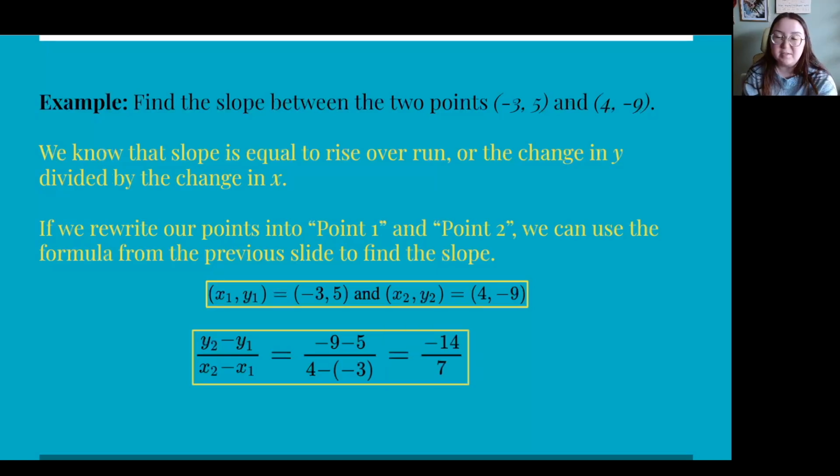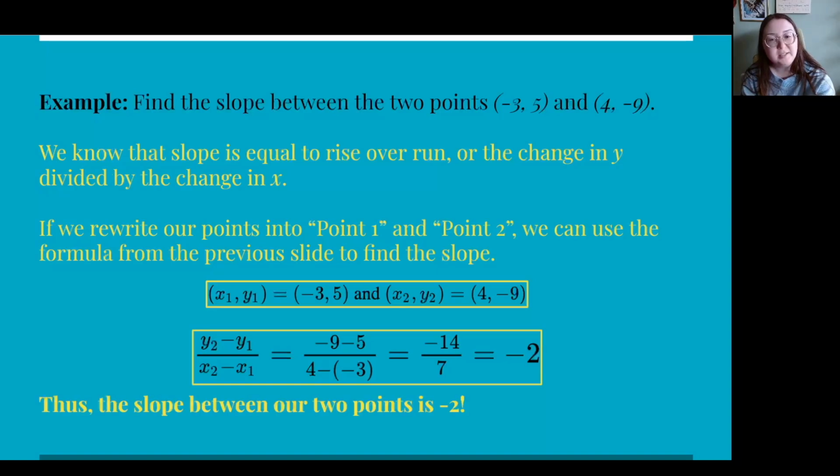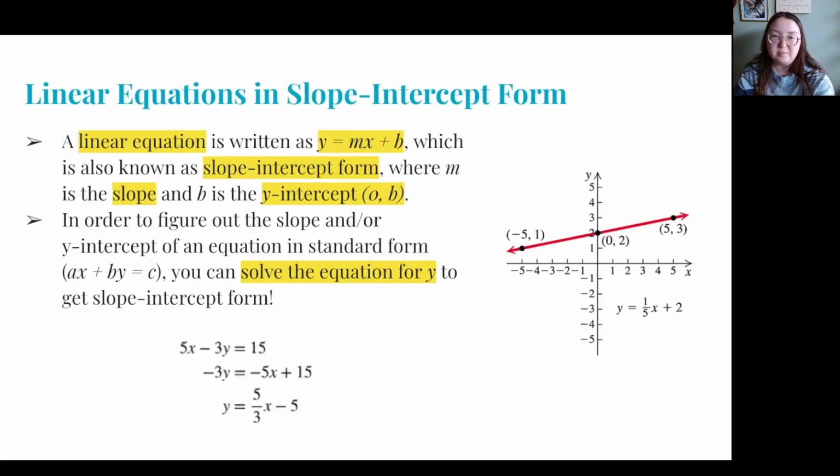So negative 9 minus 5 is going to be negative 14, and 4 minus negative 3 is going to be positive 7. So negative 14 divided by 7 is going to equal negative 2. And that means our slope between these 2 points that we were given is negative 2. So that's how we can figure out the slope between any 2 points that were given to us. We can use the formula that we were given in order to figure out our slope between any 2 given points. So moving on, we can go into linear equations in slope-intercept form.